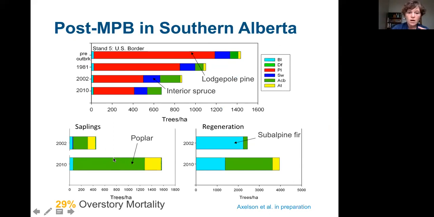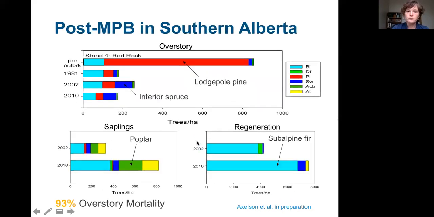And we see a sapling layer dominated by poplar, and the yellow color is aspen. In regeneration, so those really small trees, we're seeing this dominated by subalpine fir in this bright teal color. So the future of this forest is going to be a lot less pine and a lot more other species, including poplar and subalpine fir.